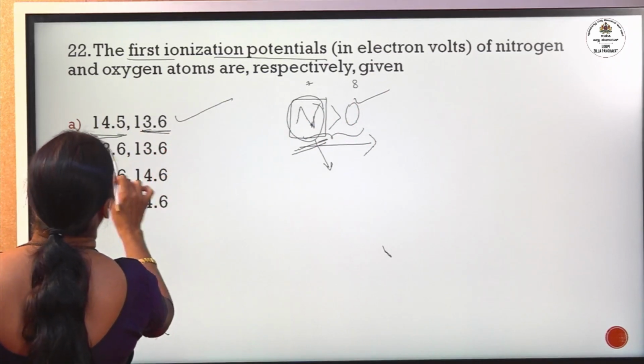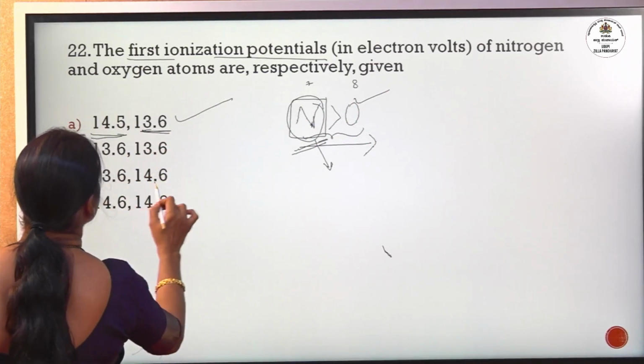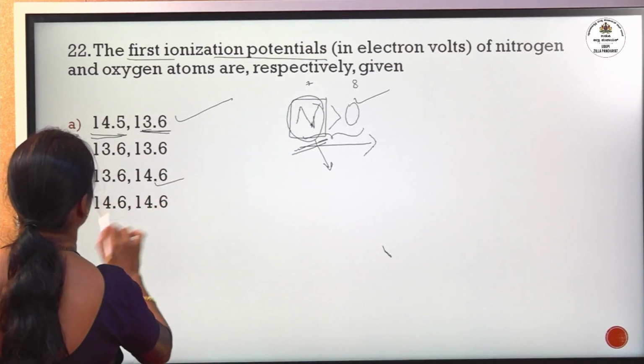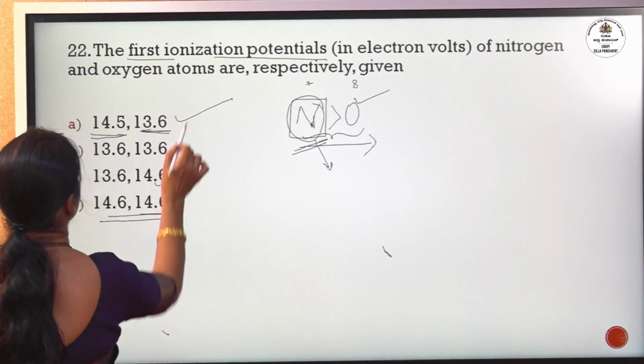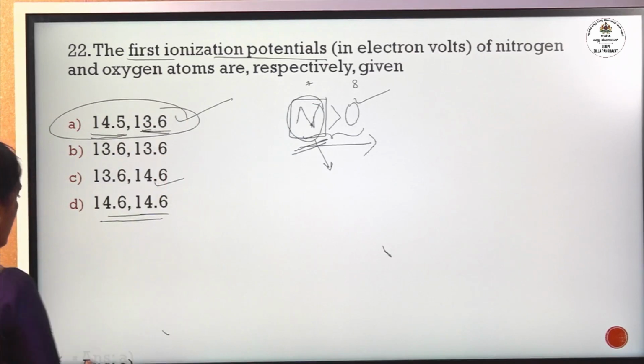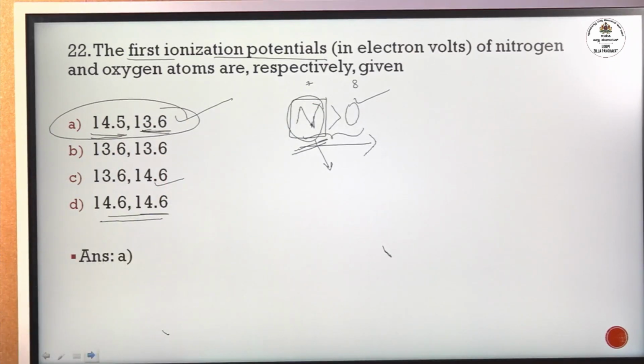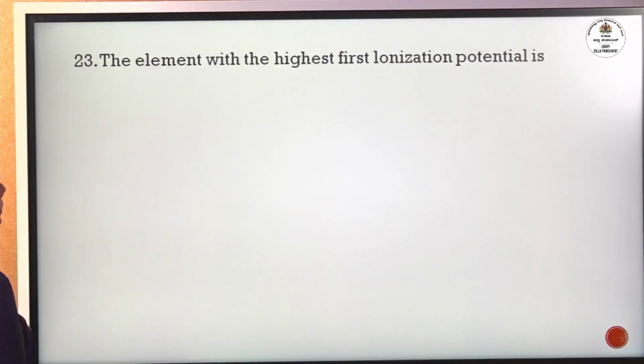And here both are equal. Here this is greater, that is for oxygen. Here both are again equal. So this is the correct answer. So option A is the correct one. Next we will move on to the next question.